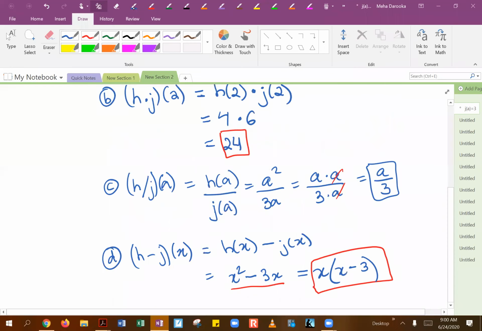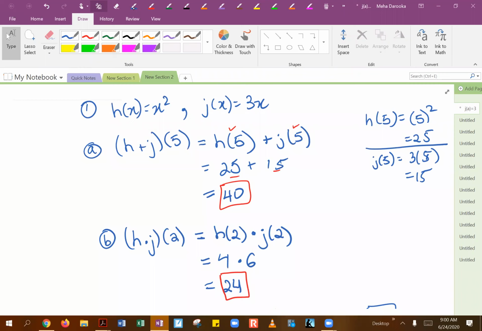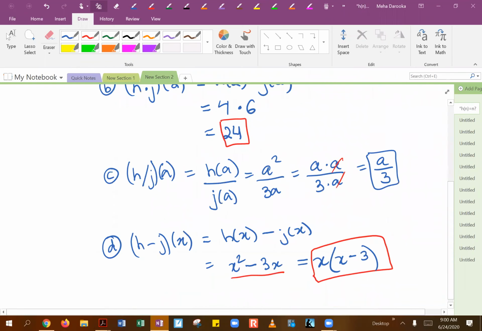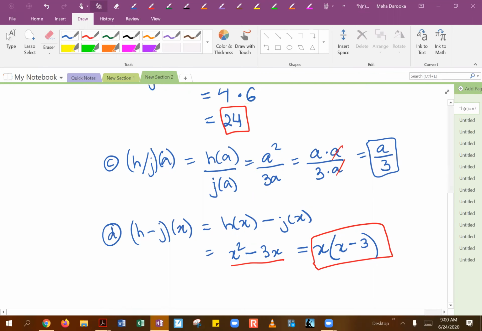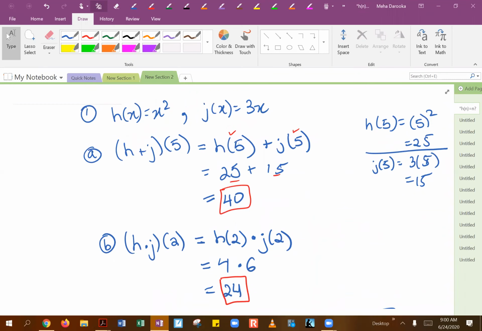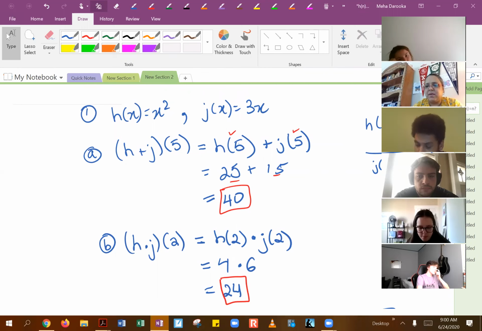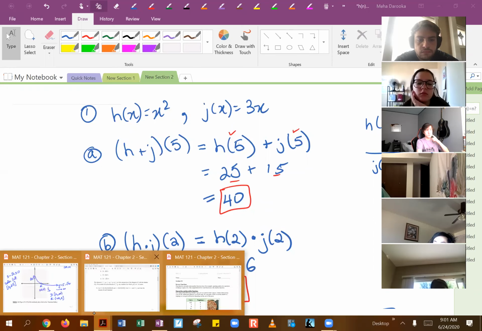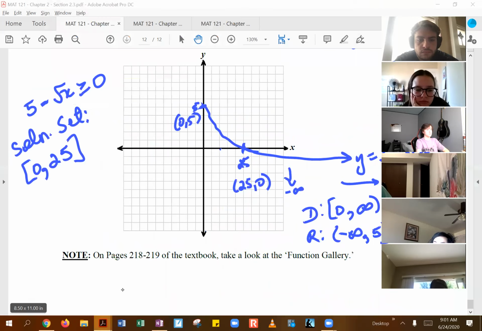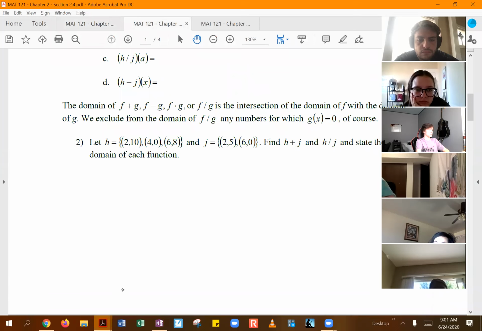Okay, so just some examples where they are actually using numbers to evaluate, like they did in parts A and B, or they're just using variables to evaluate your functions. So did any of you have any questions on this example? Okay, let's take a look at our next example over here.